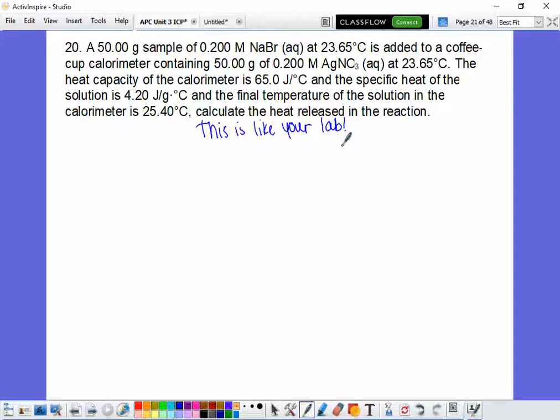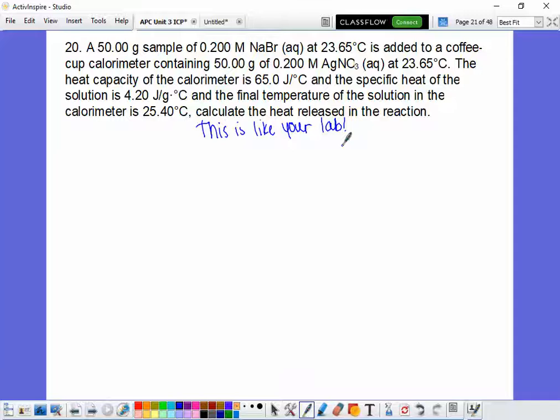This is like your lab. This is just like your lab calculations. So this is just like number 19, except we're also going to account for heat loss to the calorimeter. Okay? So starting off, it's going to be the same. A little bit different from number 19, in that number 19 is more like your lab where we're just dissolving things in water. Number 20 is we're reacting two things together, and they're producing or absorbing heat.